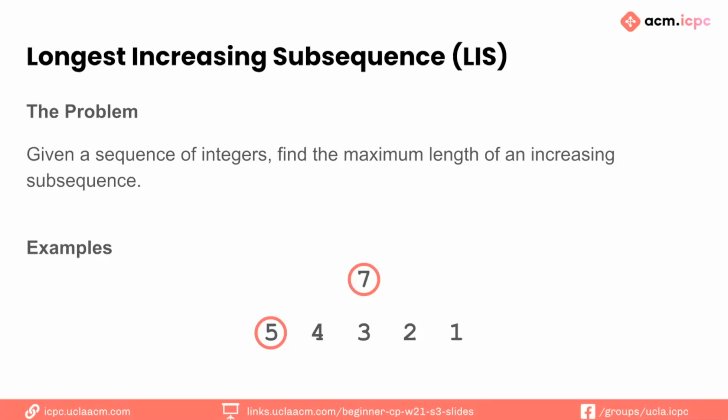Then you go on to 4, and you either choose 4 or you don't choose 4. If you choose 4, then it's 1 plus the subsequence of the previous term, but with the maximum value of 4. So the max length increasing subsequence of the one term where your maximum value is 4 is 0, because you can't pick anything. Versus if you don't choose 4, then it's just the length of the subsequence with maximum value 0.